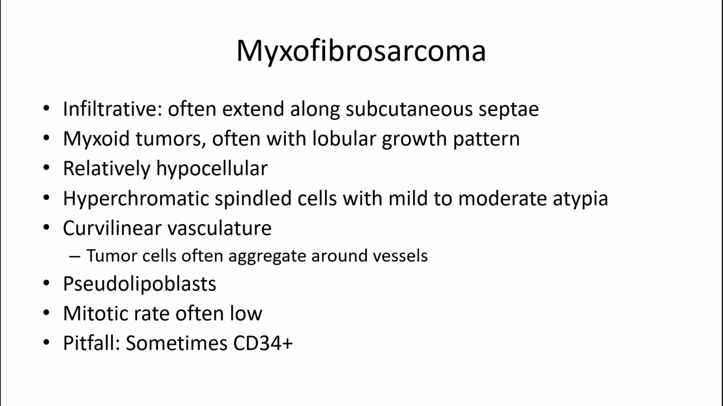And at least when you're dealing with the low-grade end of the spectrum, the grade 1 myxofibrosarcomas, they tend to be relatively hypocellular. You have these hyperchromatic spindle cells with mild to moderate atypia, and you often have this prominent curvy linear vasculature in which the tumor cells like to cluster around, so they're not evenly cellular. You can see cells that have sort of vacuolated cytoplasm that can look a little bit like lipoblasts. Mitotic rate is often low in the low-grade ones. Pitfalls: sometimes they're CD34 positive, and I've seen people confuse these with superficially sampled spindle cell lipomas, for example.